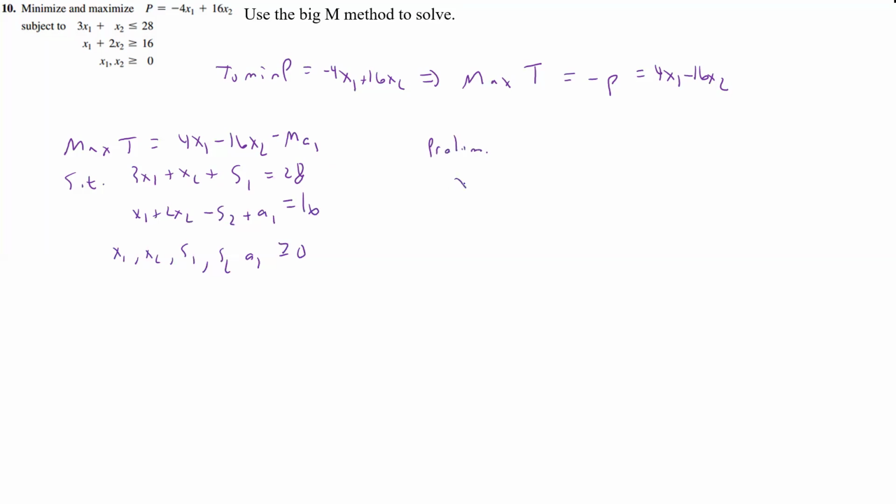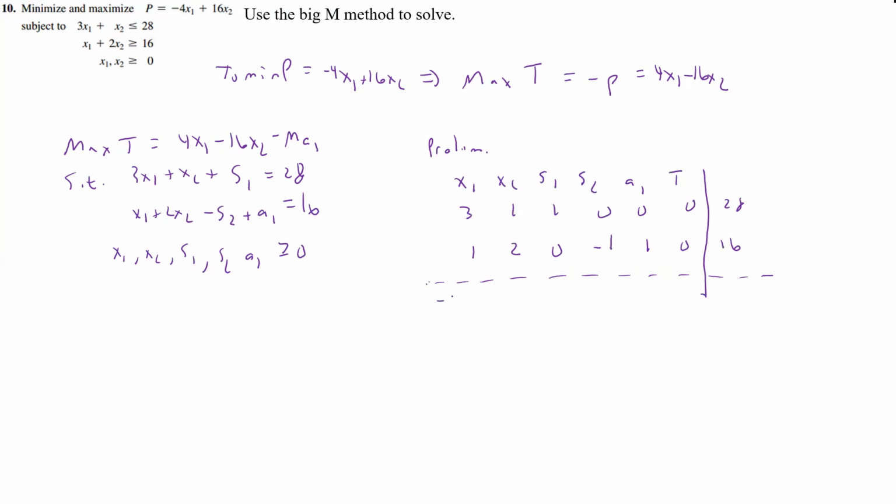Okay. And so from there, what we can do is we can write our preliminary tableau. So what we have is x1, x2, and then we have s1, s2, a1. Now we're using t, not p, so t. And then we're going to have only two rows, so we can probably get in that space. And so now we have what? A 3, a 1, a 1, a 0, a 0, a 0, and 28. And then we have a 1, a 2, a 0, a minus 1, and then a 1, and then a 0, and a 16.